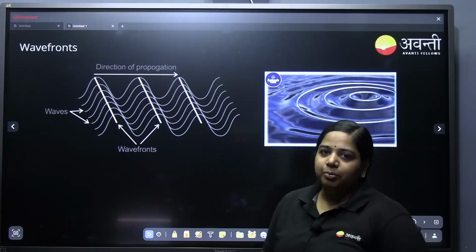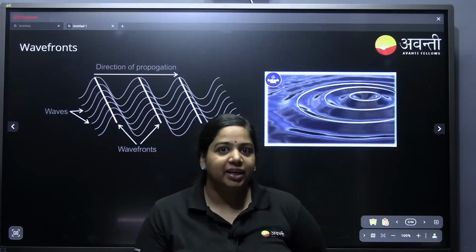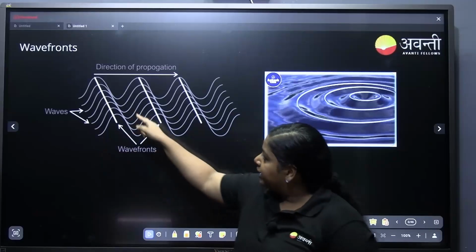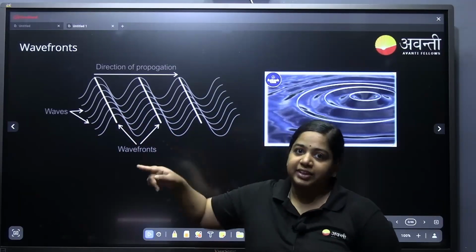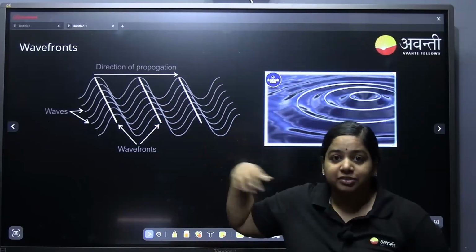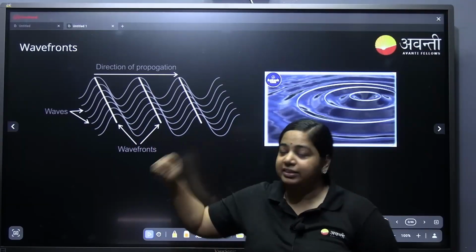So in this chapter you have been introduced to a new term, that is wave fronts. Do you know what a wave front is? If there is a collection of points which have the same phase, that is a wave front. It is kind of like our equipotential surface from electrostatics. So all these points have the same phase.